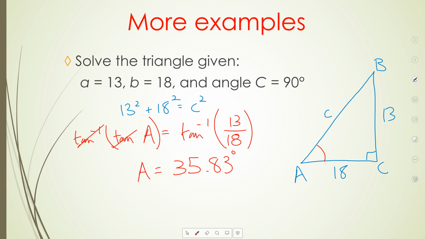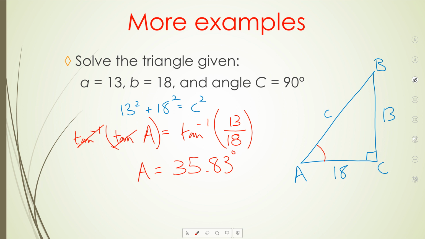How do I find angle B? Three possible ways. Four possible ways. No. One, two, three possible ways. Take 35.83 and 90 and subtract those from 180. Good. So I lied. There are four possible ways. That's one, and that's the way I would do it.